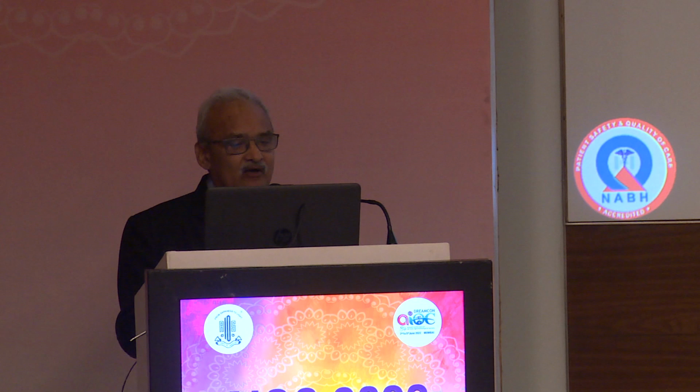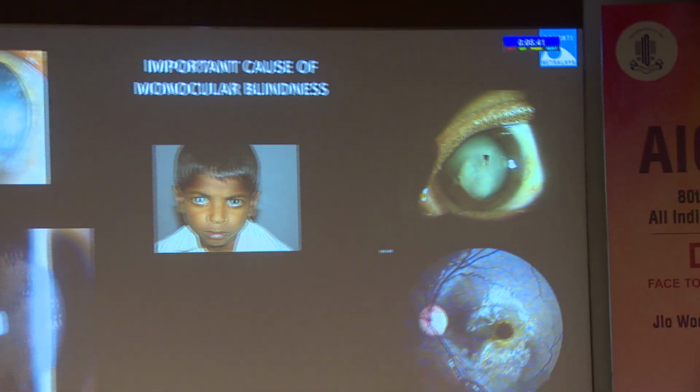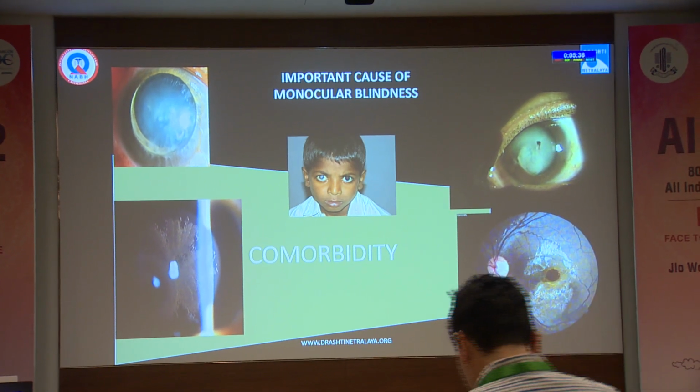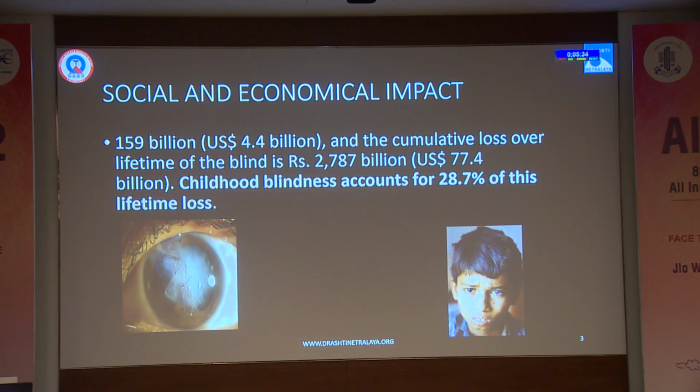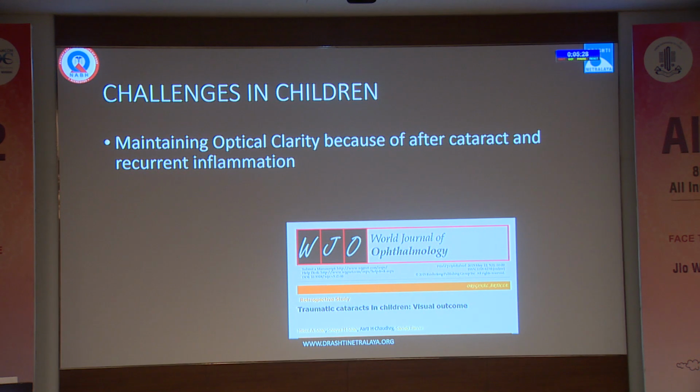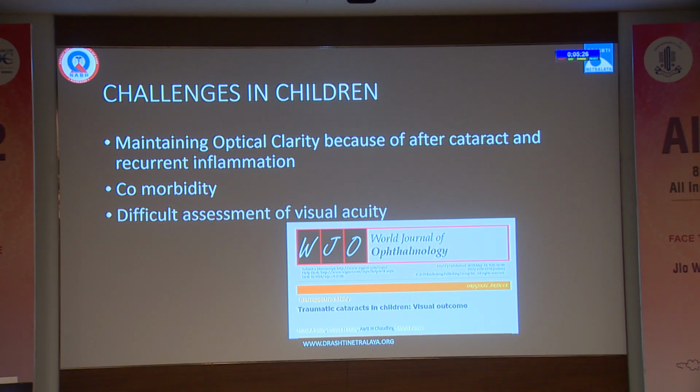So I am going to talk about the predictive model for visual outcome, particularly in very young pediatric patients. It is important to know about ocular trauma in the pediatric age group because visual outcome is not predictable like in others because of comorbidity. We know that there is a social and economic impact, with a lot of financial and social loss. These are important challenges in children, particularly comorbidity, and most important is amblyopia.